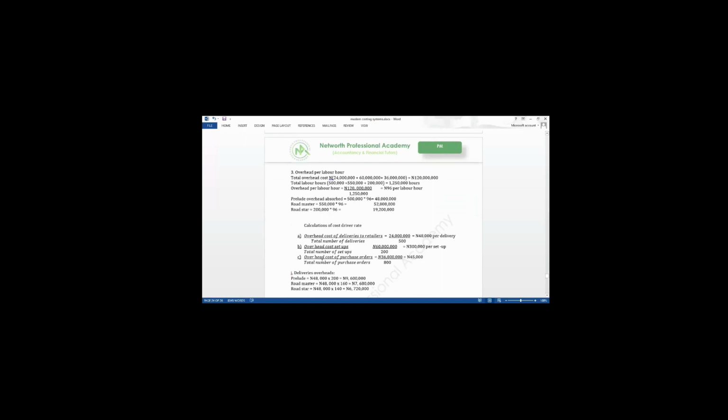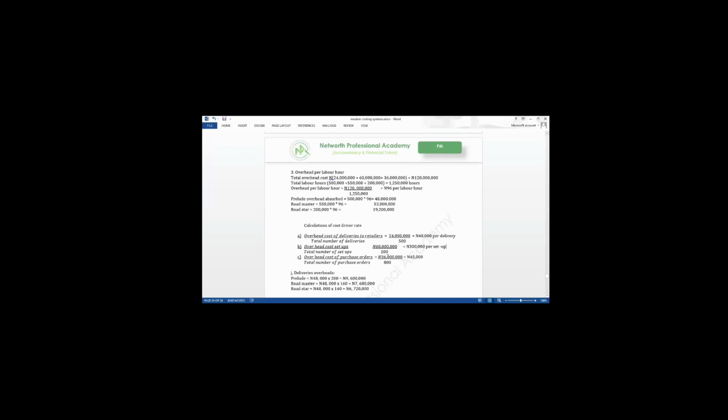Next, overhead cost of purchase order divided by total number of purchases. If you look at this, none of this is related to labor hour. That means in our computation in A, there is some deficiency in the allocation of cost. We allocated the overhead cost using labor hours, and in reality, labor hours is not the cost driver of this cost.